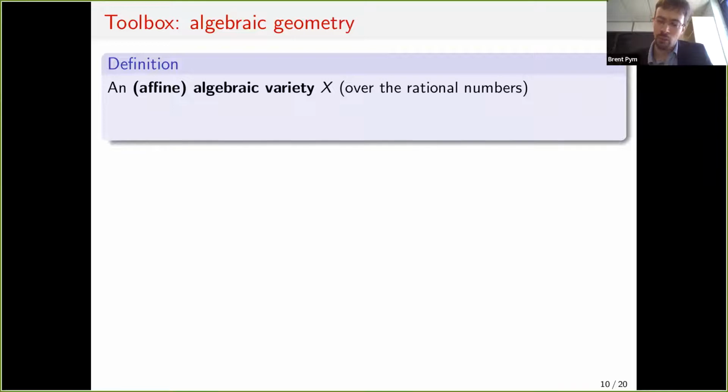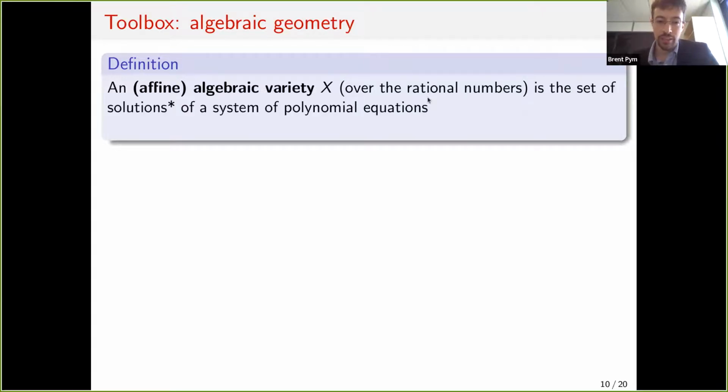So what is the main object of study in algebraic geometry? It's a so-called algebraic variety. So I'll give you the definition of an affine algebraic variety over the rational numbers. It's very simply the set of solutions of a system of polynomial equations. So polynomial equations of the form f1 equals so on equals fm equals 0, where each of these functions f is a polynomial as before with rational coefficients.